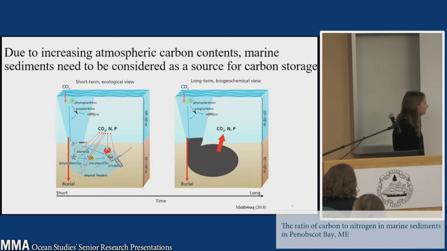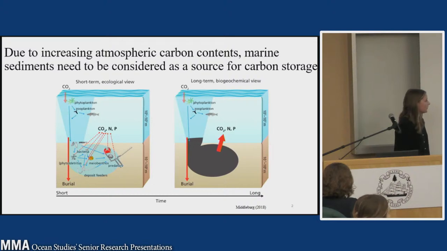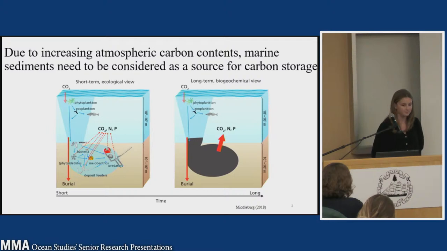This diagram on the left is showing a short-term ecological nutrient cycle, but it includes carbon dioxide. And I know I said I'm studying carbon, not carbon dioxide, but carbon dioxide is an input of carbon that phytoplankton and zooplankton use and produce it, as well as bacteria and other organisms that live in the benthic environment. And then on the right-hand side is a long-term biogeochemical view of this nutrient cycle. That blob represents that it's being buried and stored in the sediment for a longer period of time.